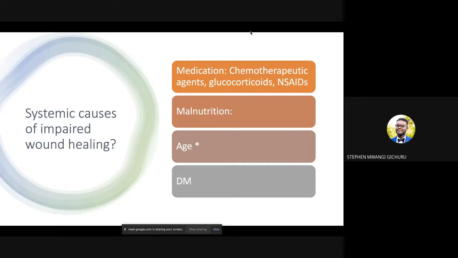Another one is ibuprofen, which is an NSAID. When I put NSAID there, I was not talking about all the NSAIDs, not aspirin and all those things. The one I was talking about mostly is ibuprofen. Ibuprofen has been shown to interfere with the proliferative phase of wound healing. So that phase of epithelialization and new vessel formation, it interferes with that. How exactly it does that, it's not clearly known.